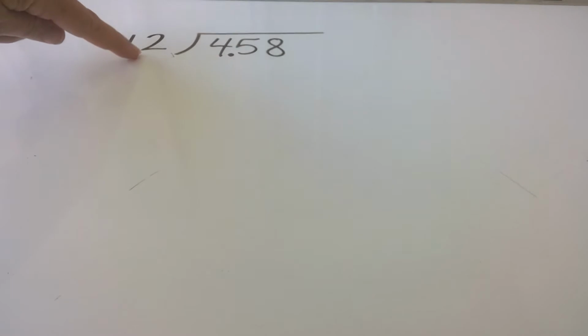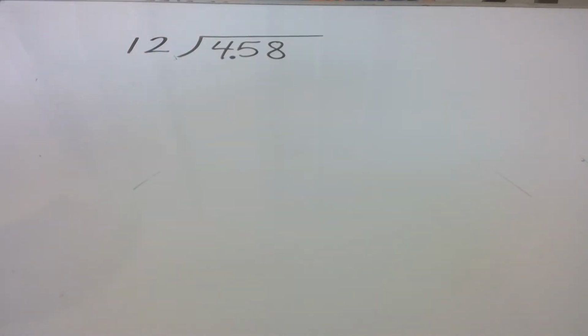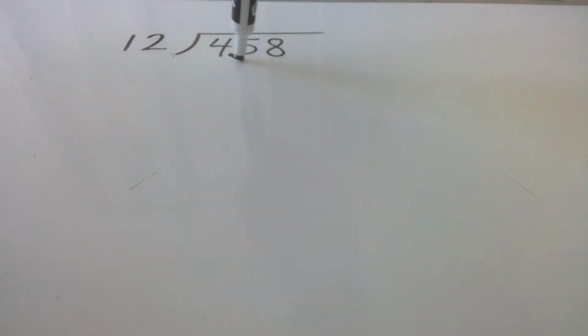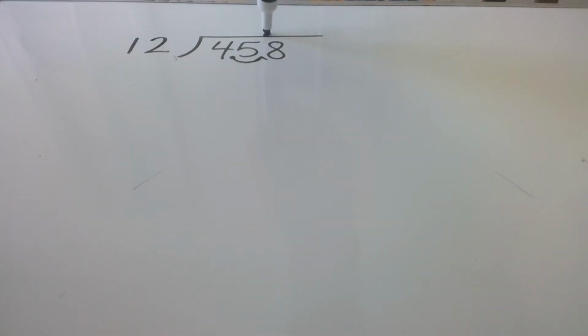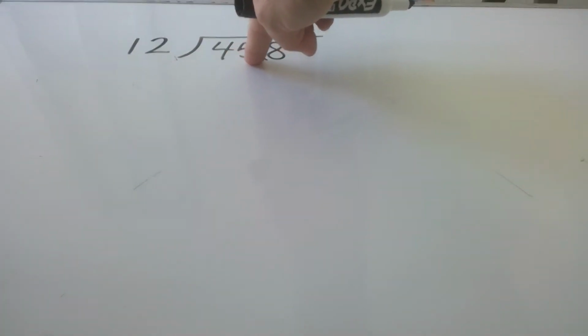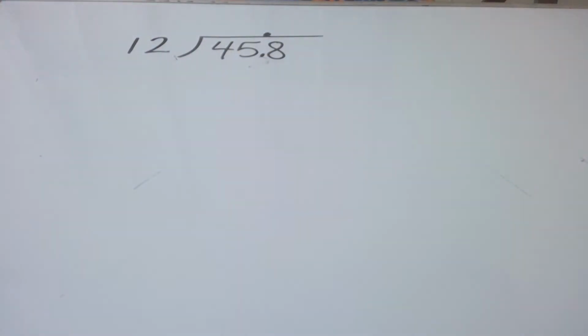However, if we move the decimal in the divisor, in order to keep it the same problem, we need to move the decimal in the dividend. So now our problem is going to be 45 and 8 tenths divided by 12. This will give us the same quotient, the same answer as our original problem, which was 4 and 58 hundredths divided by 1 and 2 tenths. This problem will give us the exact same quotient.